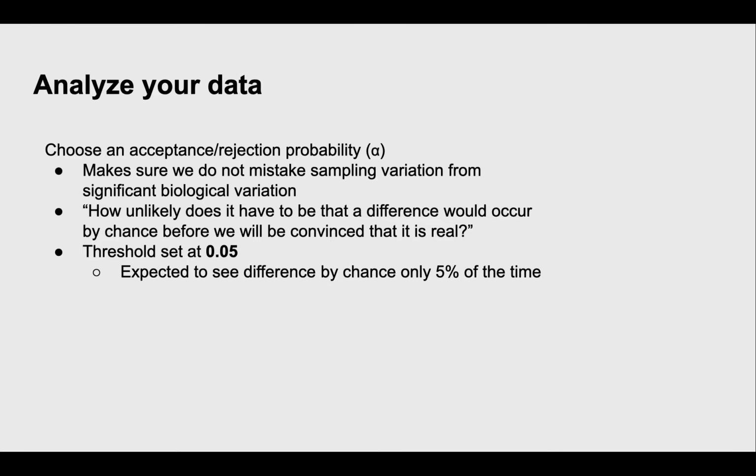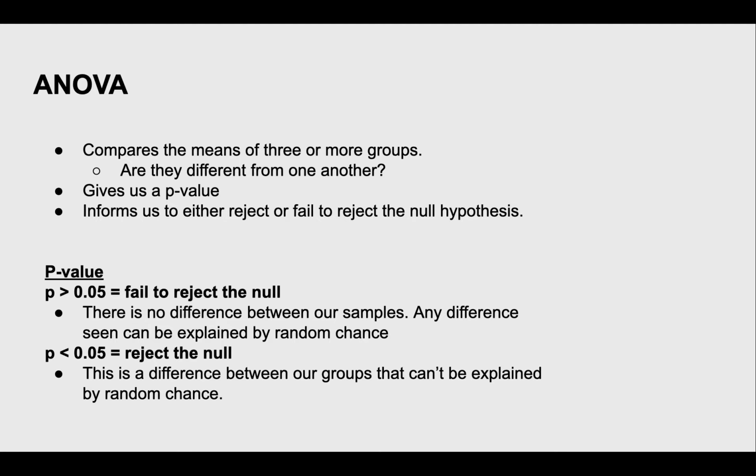So that magical number in biology is what I like to call that, 0.05. All right, so how do we get this number? And how do we actually apply it to our data? All right, so we're going to be doing a test called an ANOVA. An ANOVA is going to look at the means of 3 or more groups.